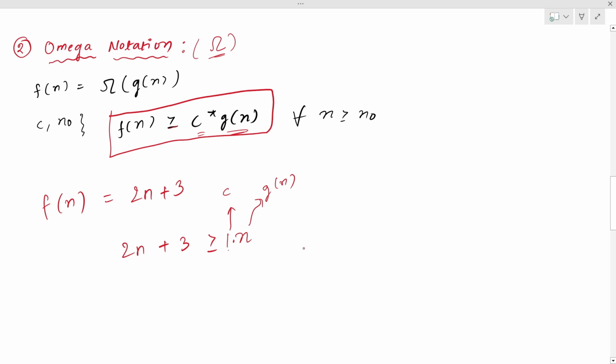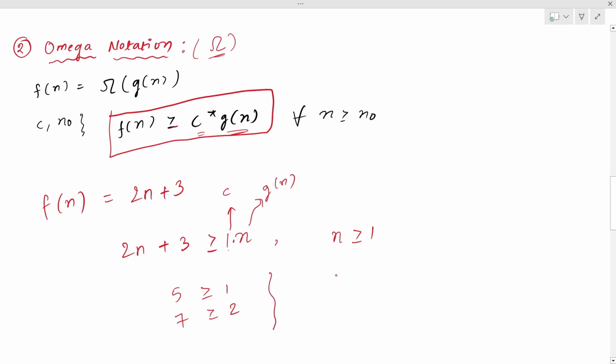You can apply it for all values of n greater than or equal to 1, and you can check here. If I take n value 1, it will be 5 here and 1 here. If I take n value as 2, it will be 2 into 2, which is 4, plus 3, 7, and here it's 2. So you can clearly see that. You can take any value, like 3, and check again, and you will be getting greater than only.